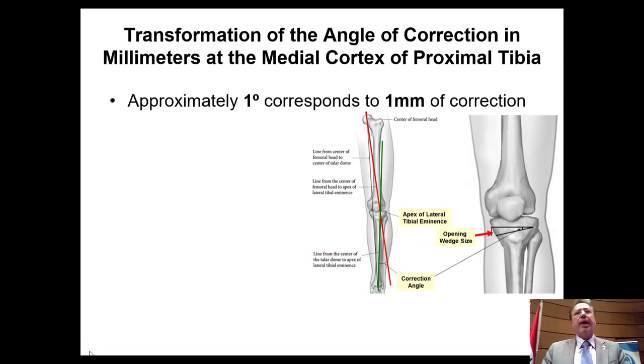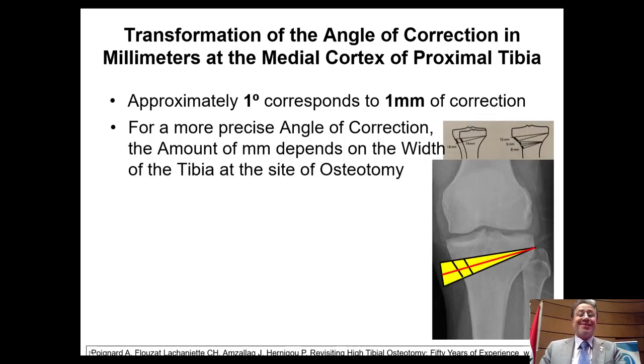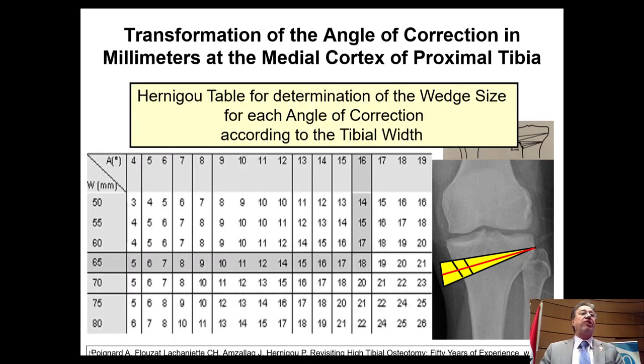Now, roughly, 1 degree corresponds to 1 millimeter of open wedge high tibial osteotomy. However, for a more precise angle of correction, the amount of millimeter depends on the width of the tibia at the site of the osteotomy. And what I usually use is the French table of Philippe Ernigoux, which is a table that he published for the determination of the wedge size for each angle of correction according to the width of the tibia.